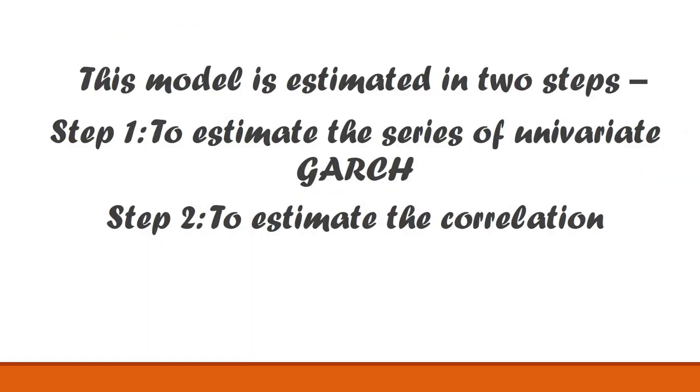Now let's see the steps to be followed in the DCC-GARCH model. Step 1: first of all we have to estimate the series of univariate GARCH models. Whatever variables you are taking, for all the univariate series you estimate the GARCH models first. The second step is to estimate the correlation among those variables.